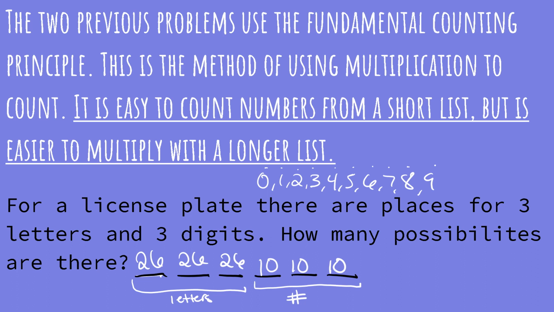This one would be way too long to write out all of these different combinations. So we just multiply all the numbers together. We're going to do 26 times 26 times 26 times 10 times 10 times 10. That's going to be a super big number. It should be 17,576,000.